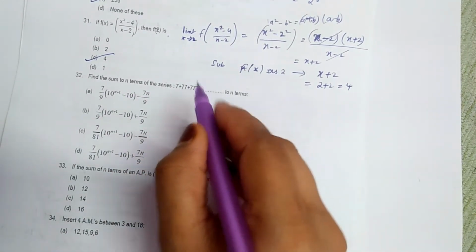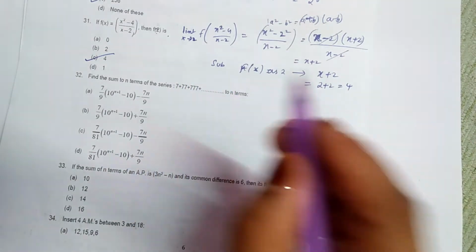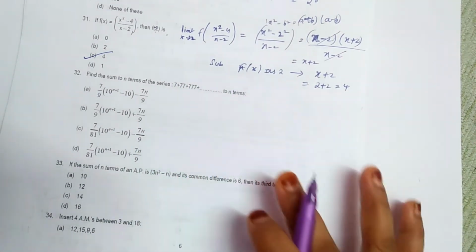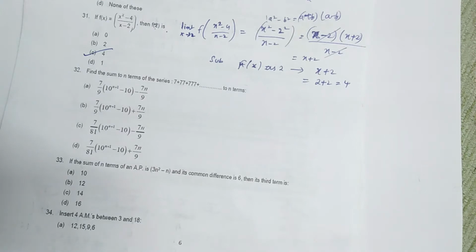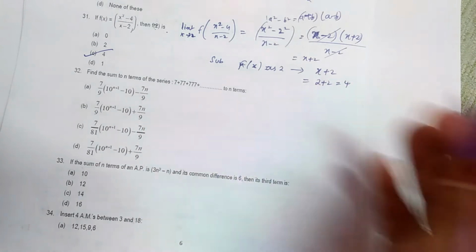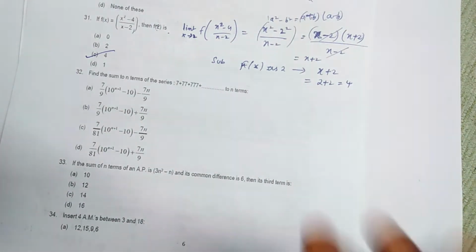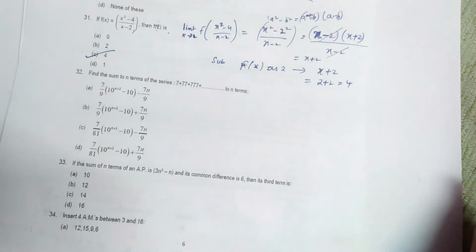Okay, now let's go on to finding the sum to n terms of the series 7 plus 77 plus 777 and so on till n terms. Here this problem is very important. In fact, in every paper you'll be seeing this problem, so don't panic. I'll tell you the shortcut of this problem.